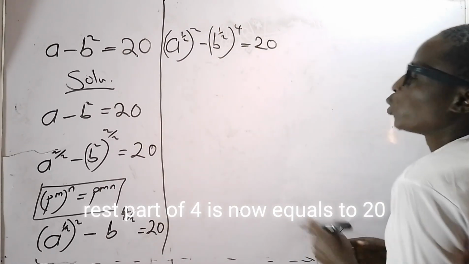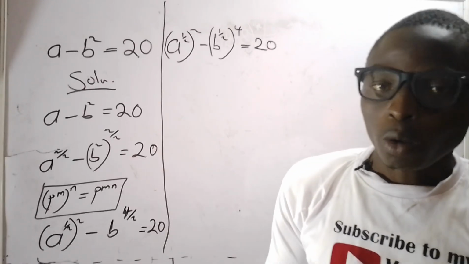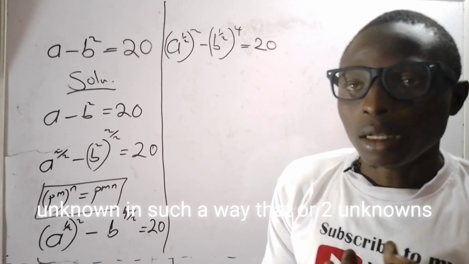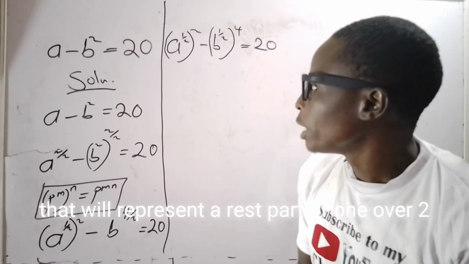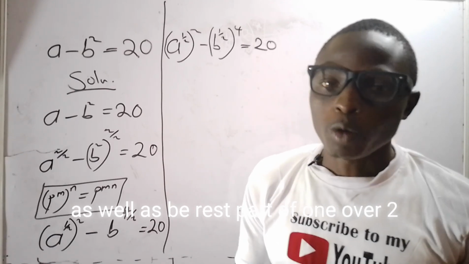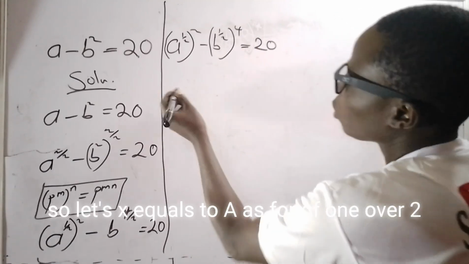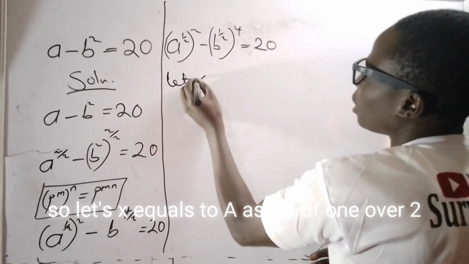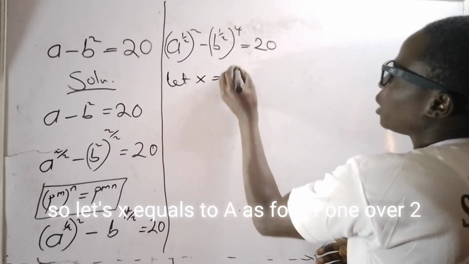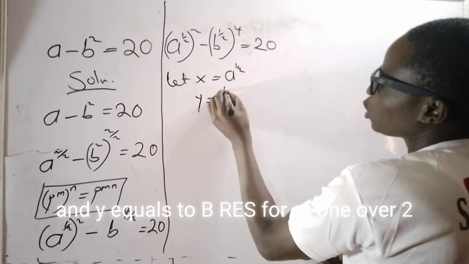So I want to introduce two other unknowns that will represent a raised to the power of 1 over 2 as well as b raised to the power of 1 over 2. So let's introduce x and y. Let x be equal to a raised to the power of 1 over 2 and y be equal to b raised to the power of 1 over 2.